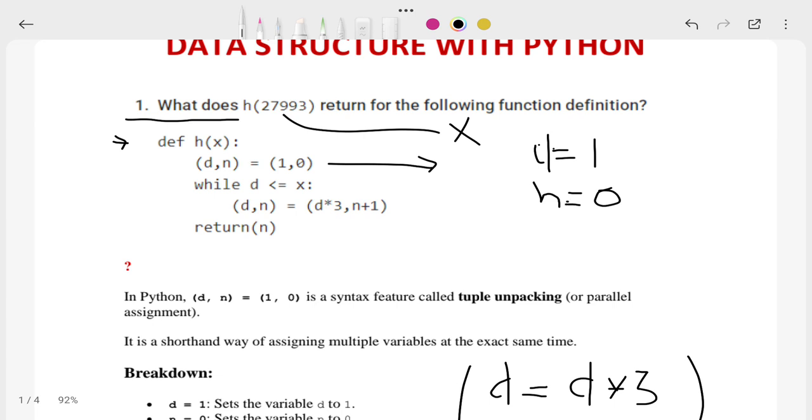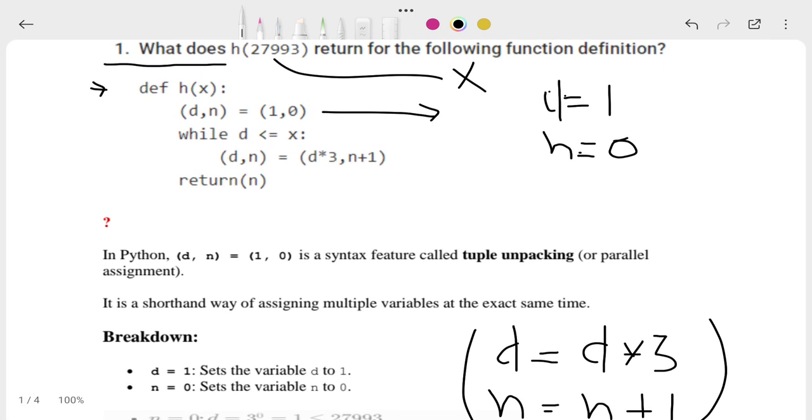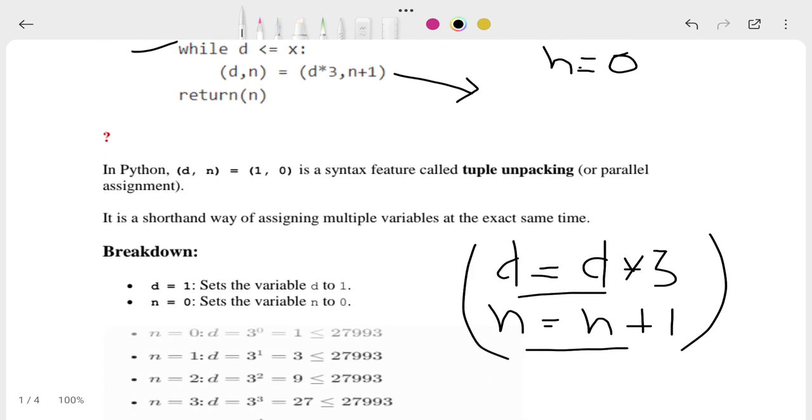So now while d is less than x, update the value of d is equal to d into 3, and update the value of n is equal to n plus 1, and return the value n at last. He is asking what is n actually.